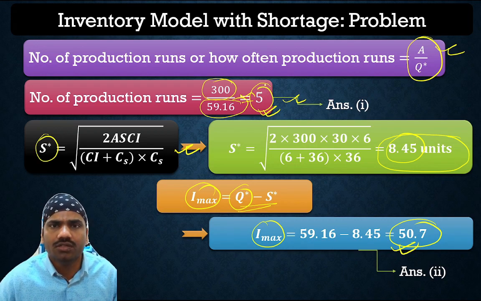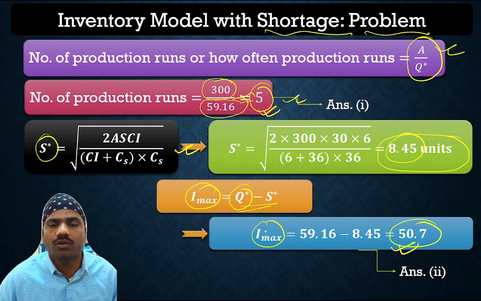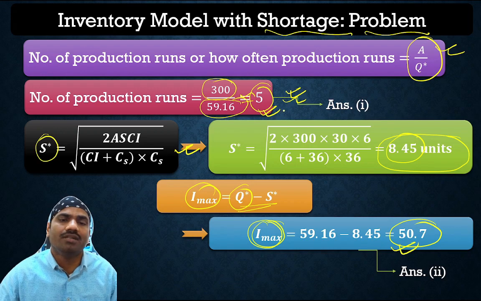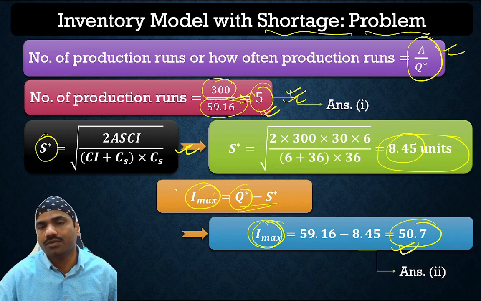So we have obtained these values in the shortage model. We have discussed the shortage model, and we can find the value of maximum inventory we are going to store, and the number of production runs we have to maintain. We have to go for finding the optimal order quantity, the EOQ, economic order quantity.